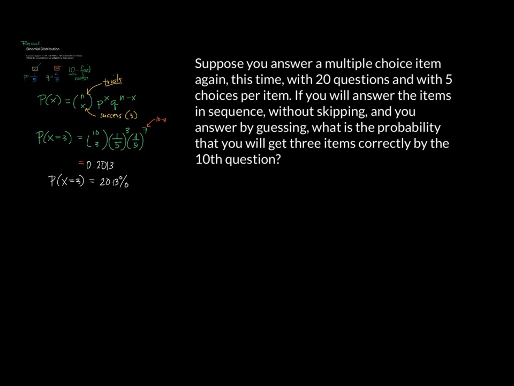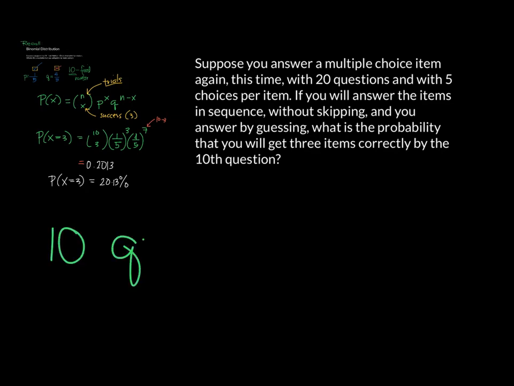Let us take a look at this case. Suppose you answer a multiple choice test again, this time with 20 questions and with 5 choices per item. If you will answer the items in sequence, without skipping, and you answer by guessing, what is the probability that you will get 3 items correctly by the 10th question? Now, you should recognize that in the binomial distribution, you were given 10 questions to answer.